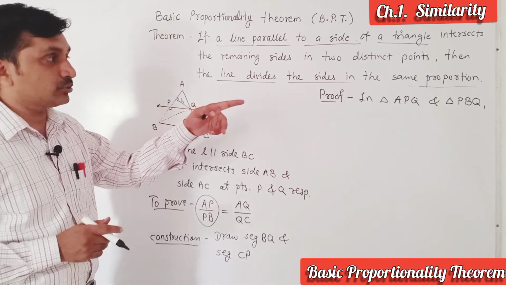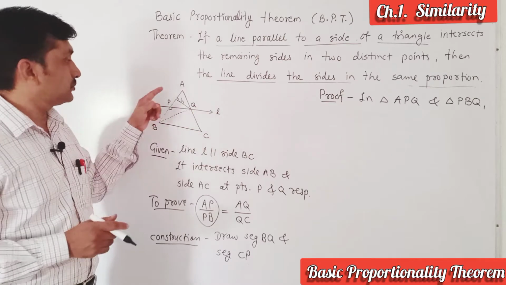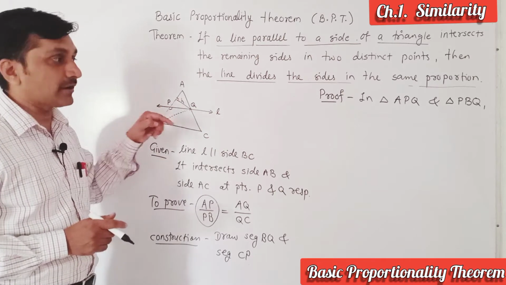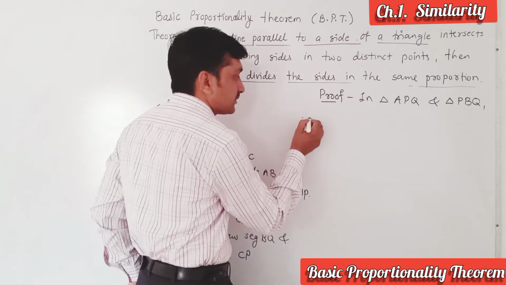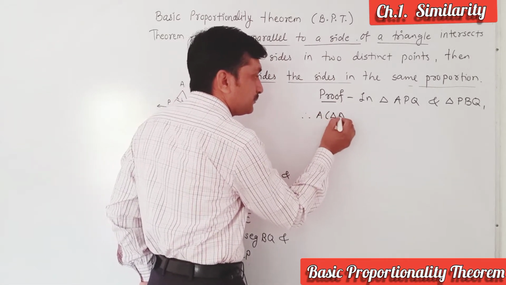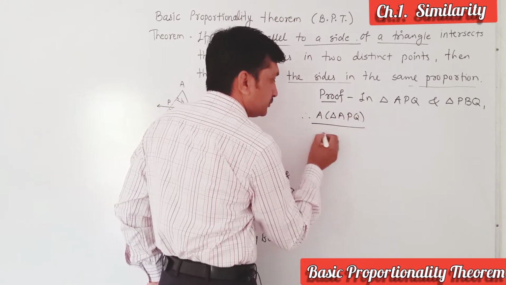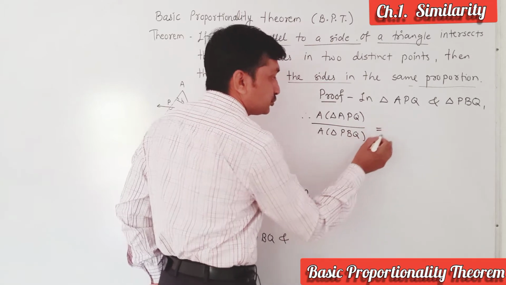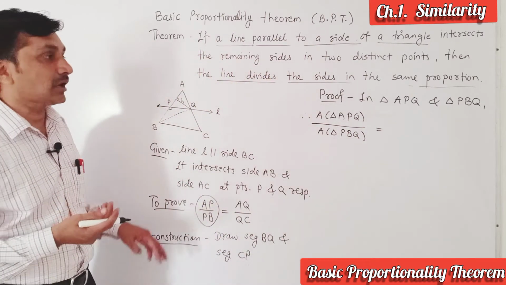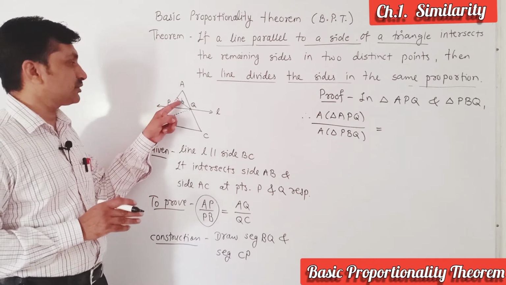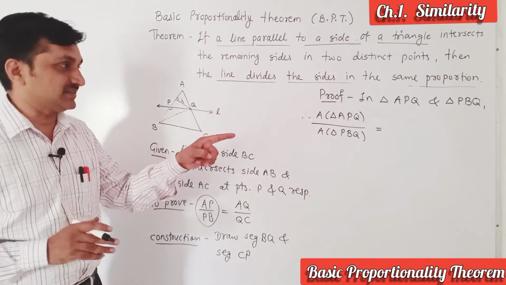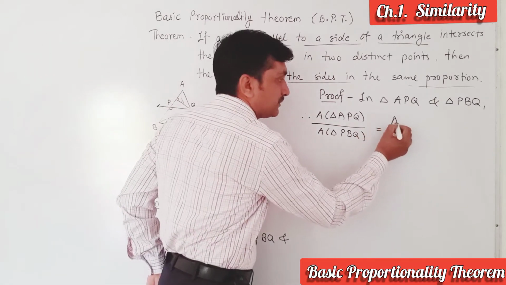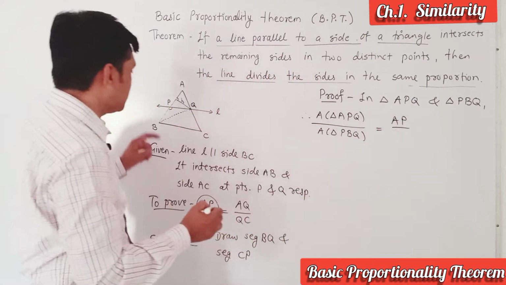Therefore, in triangles APQ and PBQ, we write the ratio of their areas. Area of triangle APQ upon area of triangle PBQ is equal to, now what is equal in them, height or base? Heights. Their heights are equal, therefore the ratio of their corresponding bases, B1 upon B2. What is B1? AP. And what is the base of PBQ? PB.